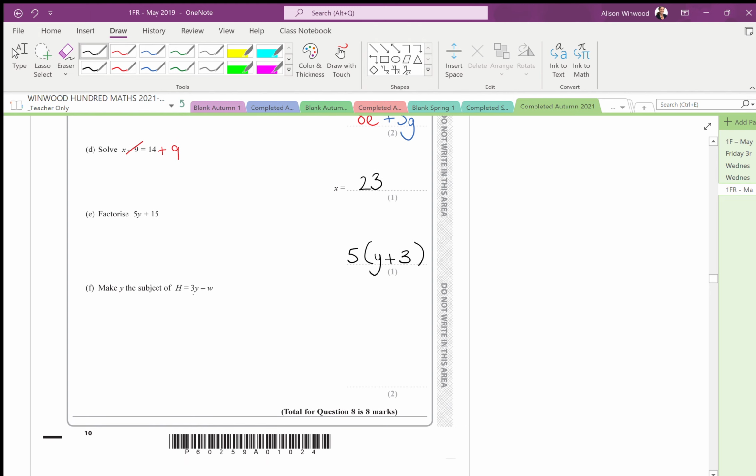To make y the subject, I want to have y on its own. So the first thing I'm going to do is move the w, so the opposite of subtract w is to add w. So I get h plus w equals 3y, and I don't want 3y, I only want 1y, so I want to divide by 3. So my answer is h plus w all divided by 3 equals y.